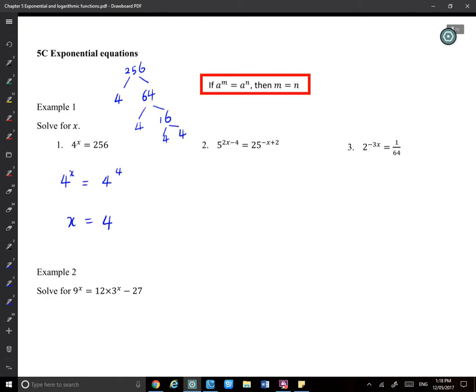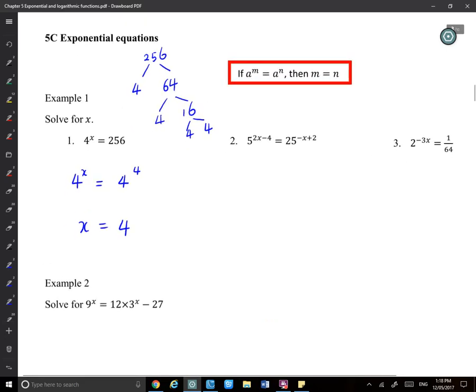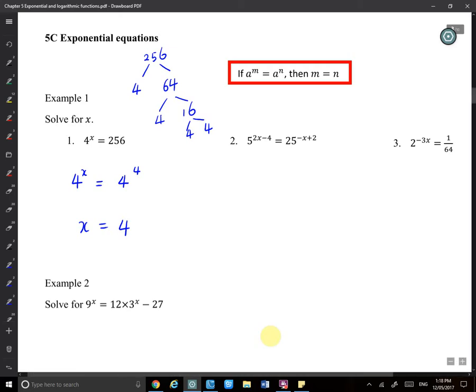We are aiming for the same base. We're trying to make things into the same base, and then we can equalize the power, because both sides are equal. If they have the same base, only if the powers are the same, then the two numbers can be the same.